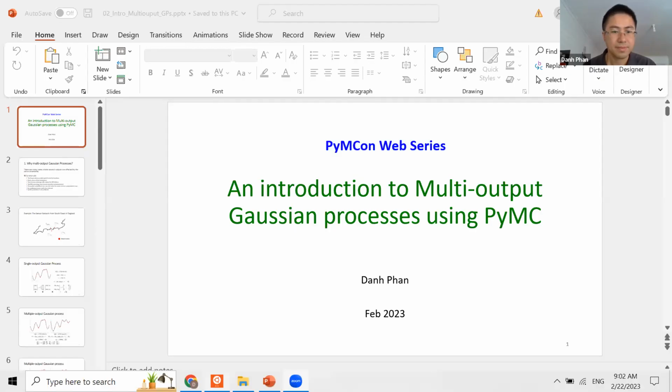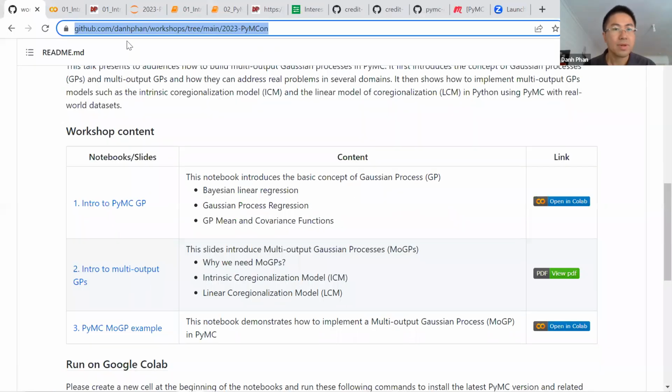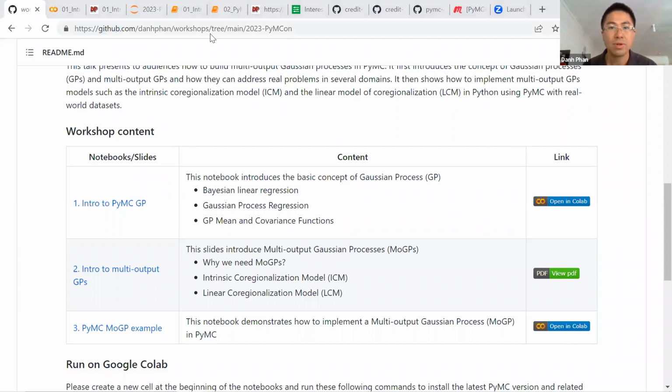And now let's start. Let me share my screen. The content of this workshop today will be in this GitHub repo, which I will put in our chat as well.